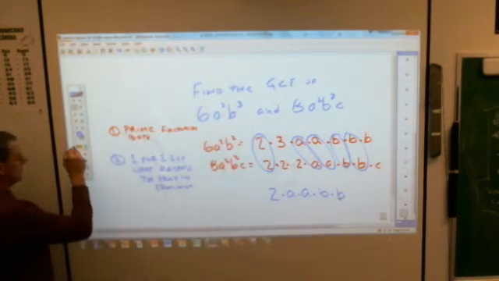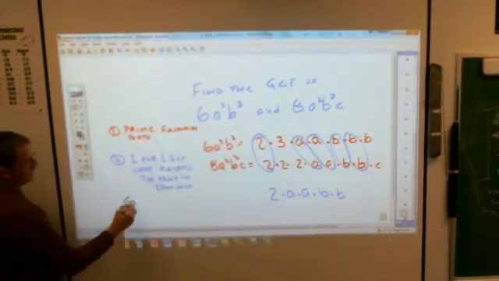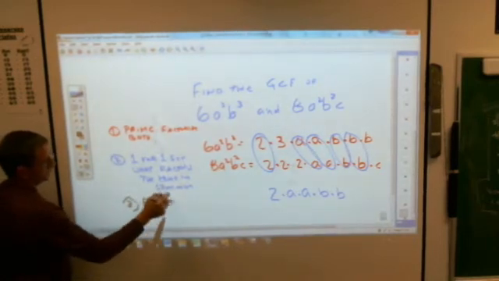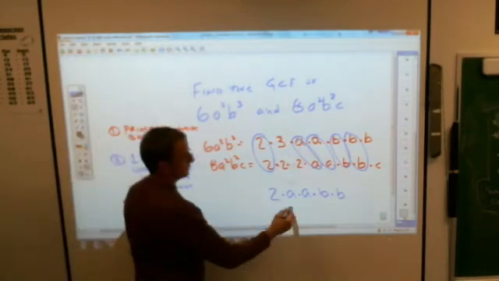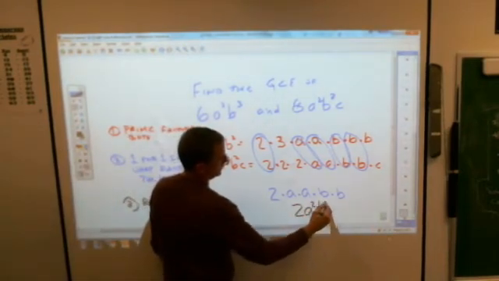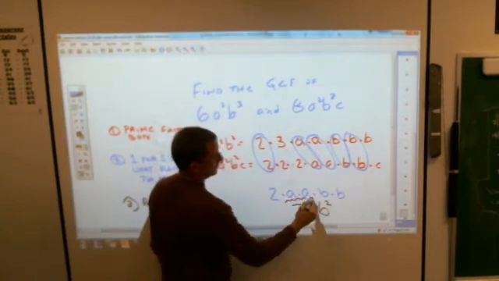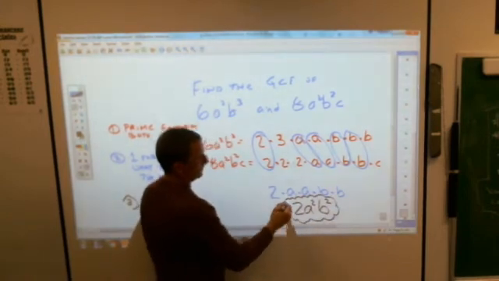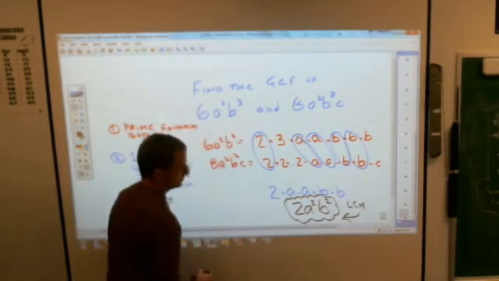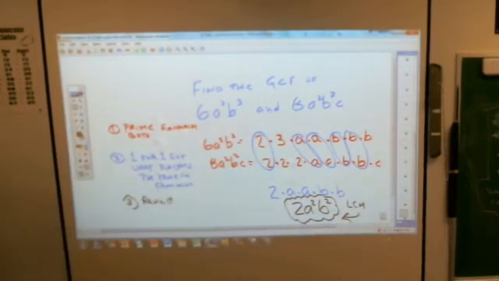And then step number three is you need to remultiply what you get. Which means you get 2a squared b squared. That is your least common multiple. I'm just going to let that sink in for a little bit.